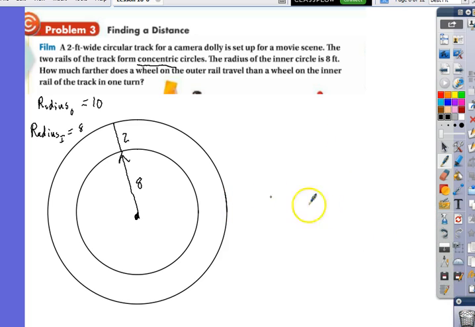Now, the question I'm asking is: the wheel on the outside is going to travel much further if it goes all the way around this circle than the inside wheel will travel. That's amazing. They're wheels attached to the same device, but one of the wheels moves a lot farther than the other one. It's going to wear out quicker.